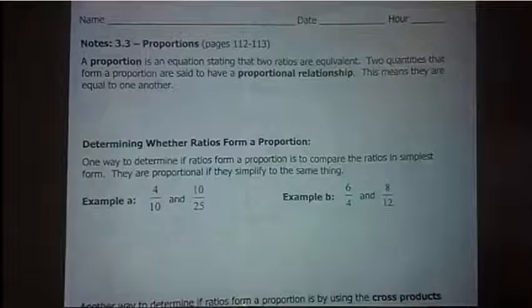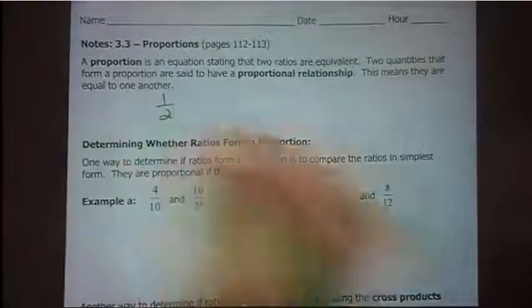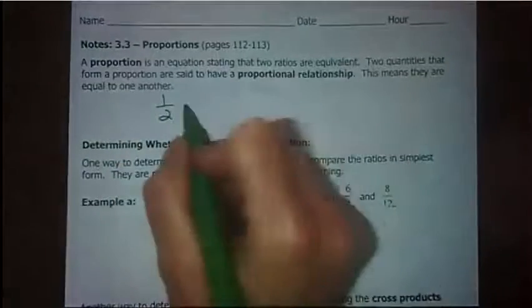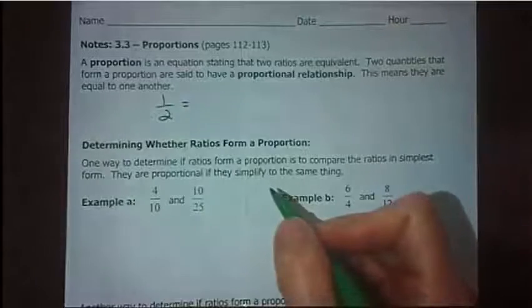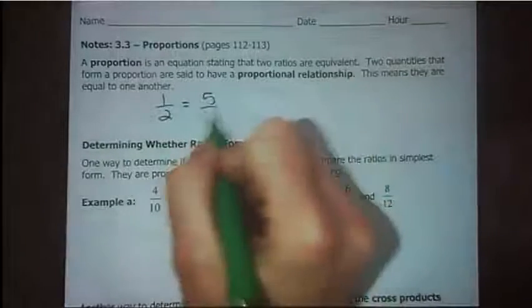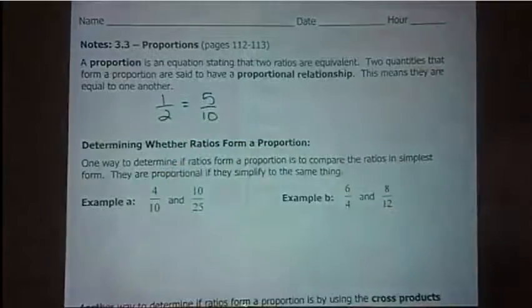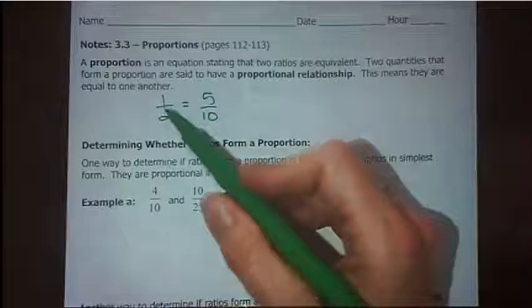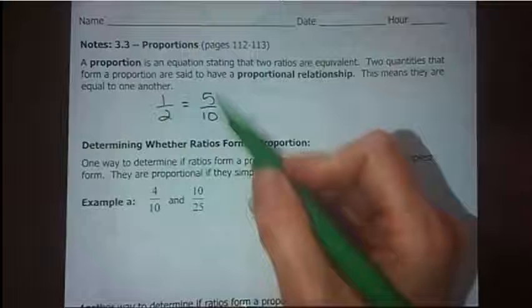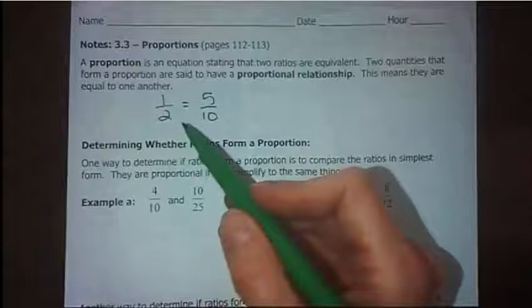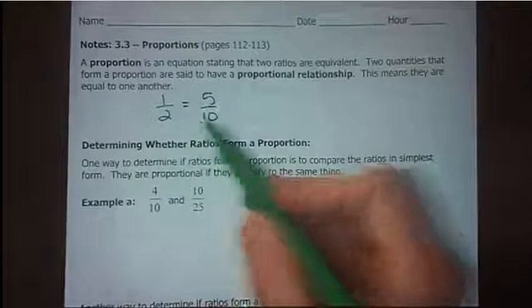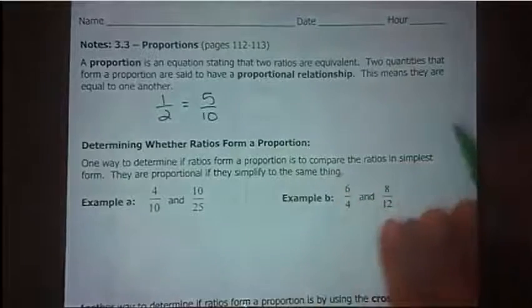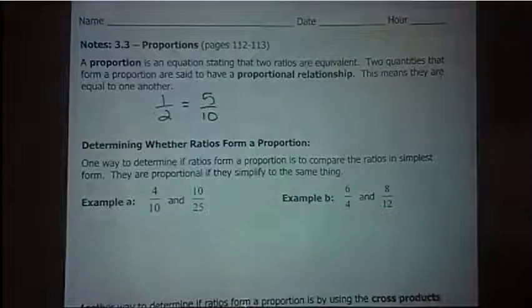So for example, if I gave you the fraction 1/2, another fraction that would be equivalent to 1/2 is 5/10. So if we simplified 5/10, that would simplify back down to 1/2. So 1/2 and 5/10 form a proportion because the ratios are equivalent. So we would say that they have a proportional relationship.